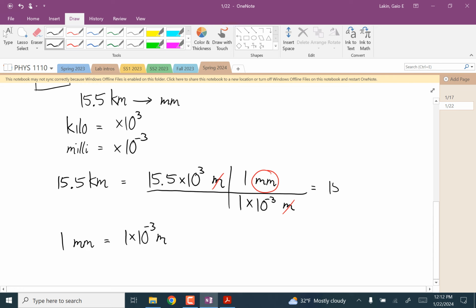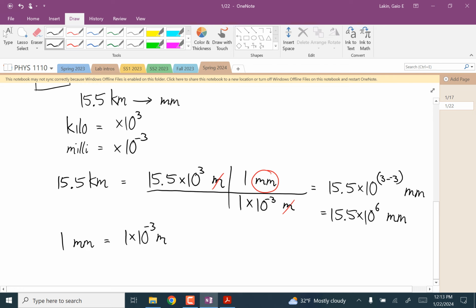We have 15.5 times 10 to the exponent rules say it's that exponent minus that exponent. So this is minus a negative 3. This is in millimeters. So that's the same as 15.5 times 10 to the 6 millimeters.